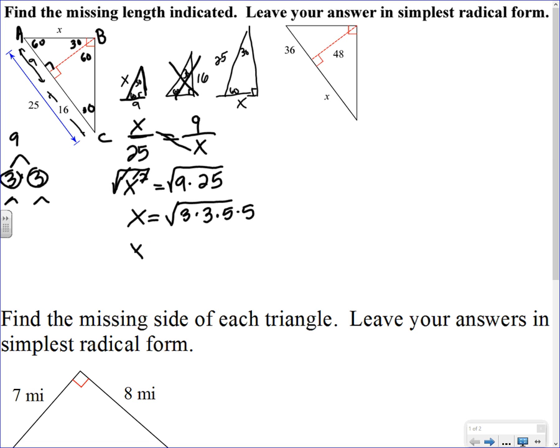So the answer is x is equal to, I'm looking for pairs. 3 times 3 is 9. Square root of 9 is 3.